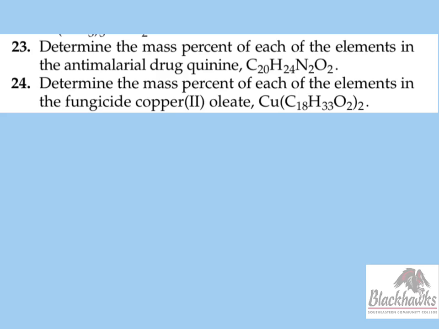So in the second compound, how many copper atoms are there in one repeating unit? There's just one. Very good. How many carbon atoms? 36. And then hydrogen atoms? 66. Yep. Oxygen? 4. Yeah. So just don't forget that.